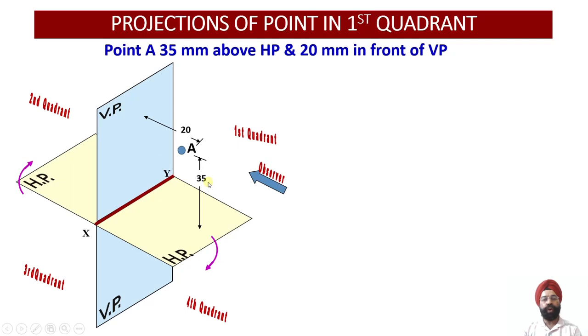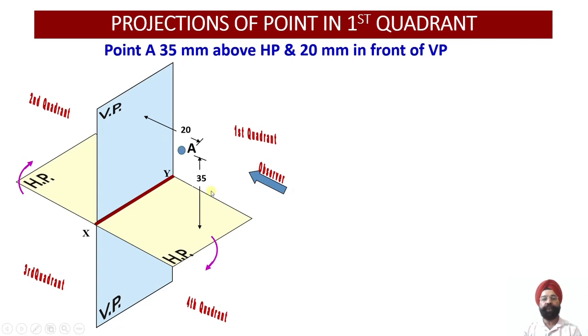So these two coordinates, that is the positive coordinate above HP and the positive coordinate that is in front of VP, these two coordinates are going to define the location of the point in space. And since H and D both are positive, this point happens to lie in quadrant number 1.